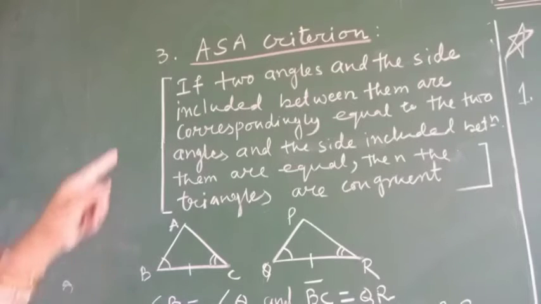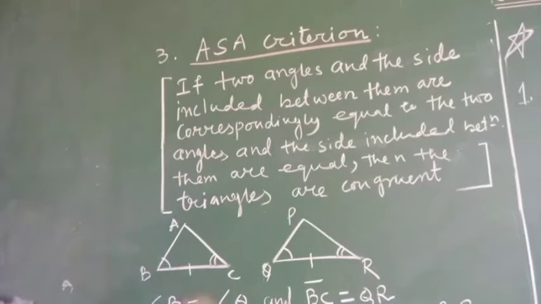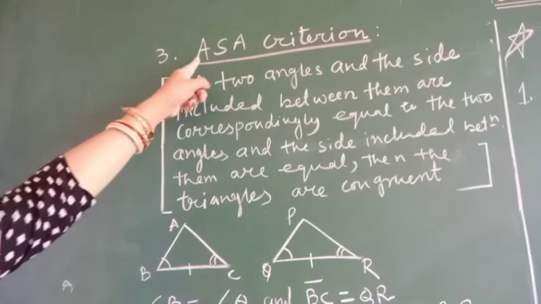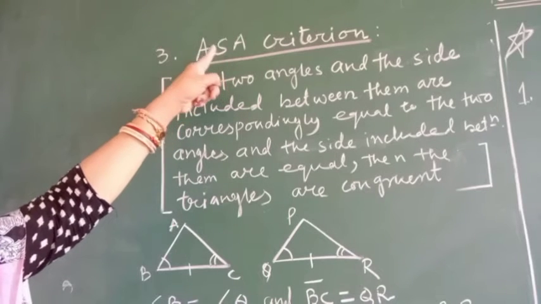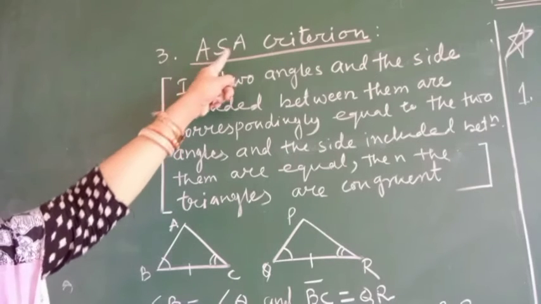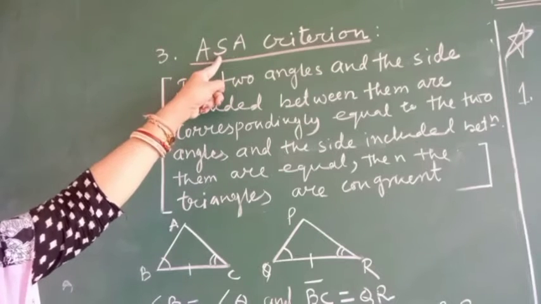Now the third criterion is the angle side angle criterion. By this name you can understand two angles and their included side, the side included in between two angles. By this name you can clearly understand that it means two angles and their included side.